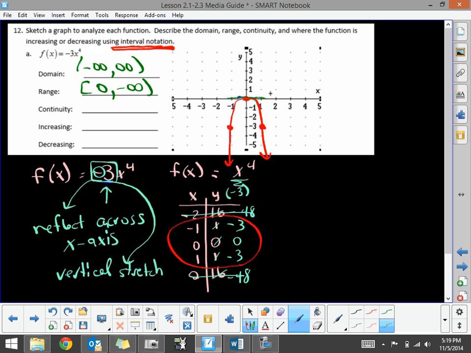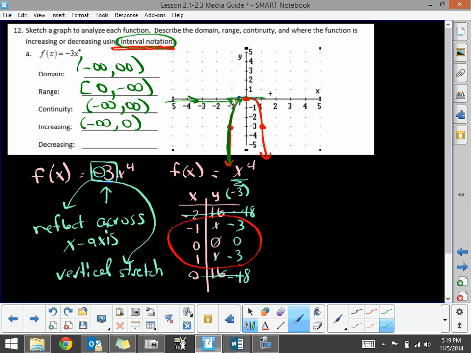Continuity. It's continuous everywhere, so I want you to tell me the interval in which it is continuous. Since it's continuous everywhere, it's continuous on the interval from negative infinity to positive infinity. Increasing: we want to state the interval in which our graph is going uphill, or increasing. This graph is going uphill on the interval, and you have to think in terms of x, from negative infinity up to 0. As long as I'm using x values from negative infinity to 0, our y values are increasing and approaching 0.